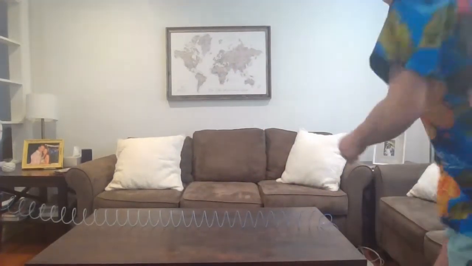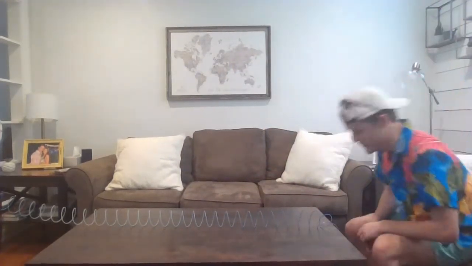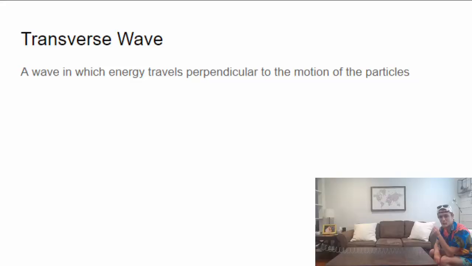Alright, welcome back to the lab. So, I came here to show you the difference between transverse and longitudinal waves. I have this lovely slinky here to show us the difference. Let's check it out. We'll start with transverse first. A transverse wave is a wave in which the energy of a particle moves perpendicular to the motion of the particles, which sounds really, really confusing. So, let's look at an example.